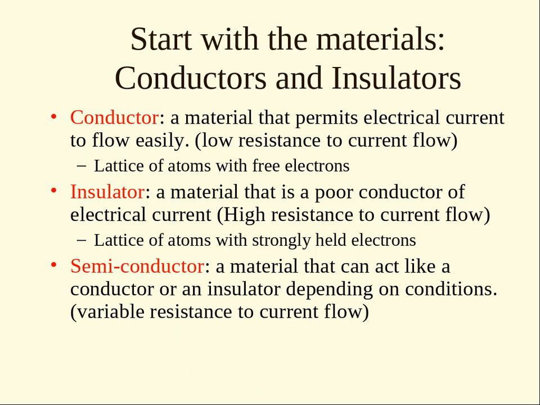And the example of that is a lattice of atoms with strongly held electrons. So a lattice of atoms with many free electrons is a conductor. A lattice of atoms with strongly held electrons is an insulator because it's not going to allow the electrons to flow. A semiconductor is a material that can act like a conductor or an insulator depending on conditions. Variable resistance to current flow depending on how we, call it, dope it, or what you do to it.